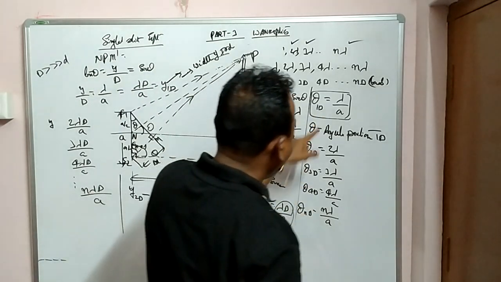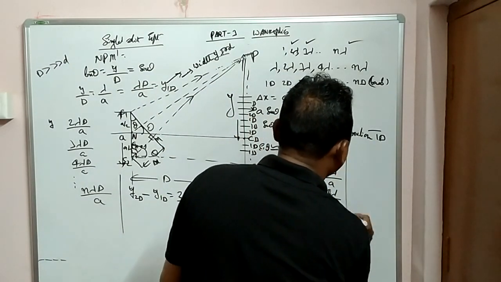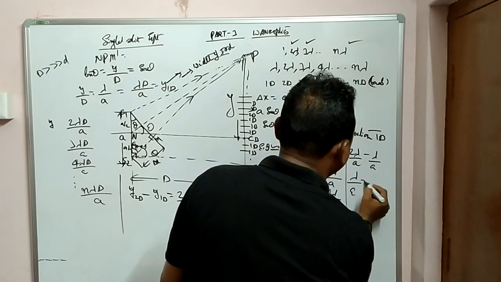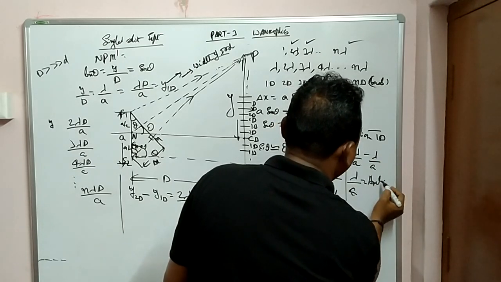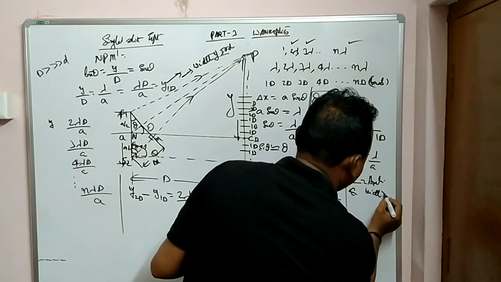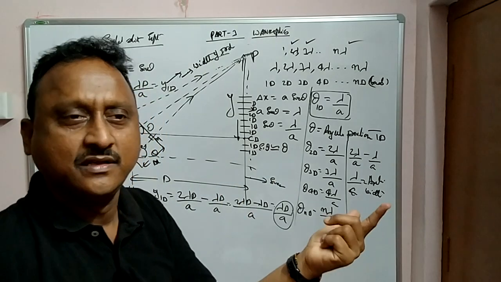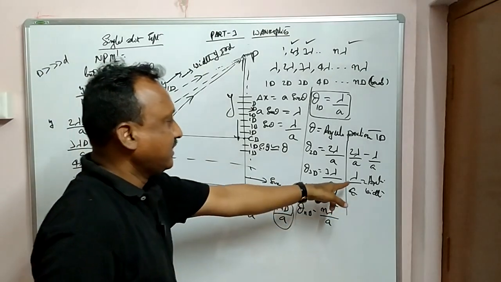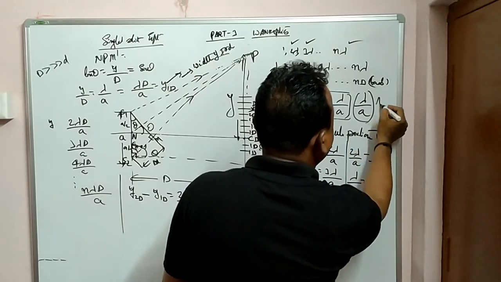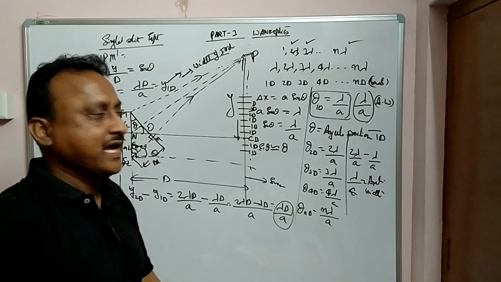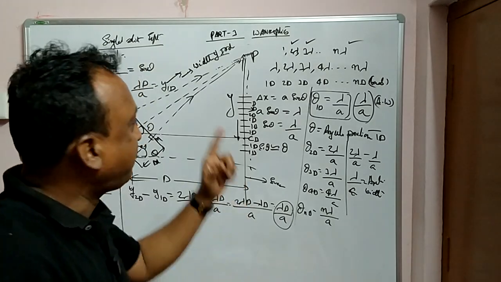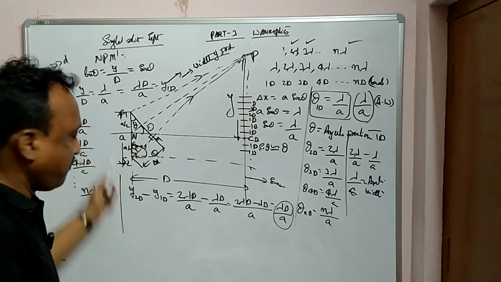Similarly here, look at the angular position between any two angular positions: 2 lambda by a minus lambda by a, that is lambda by a. This is the angular position difference, also called angular width. This is the angular width between any two darks: second and first, third and second, fourth and third. This lambda by a is constant. Lambda by a, angular width. So this is how you get the dark bands in the diffraction pattern. Very, very important things.